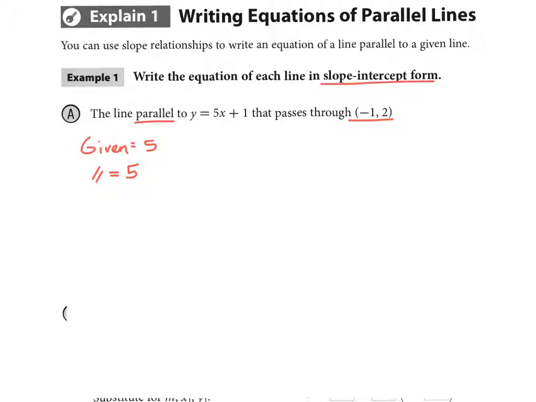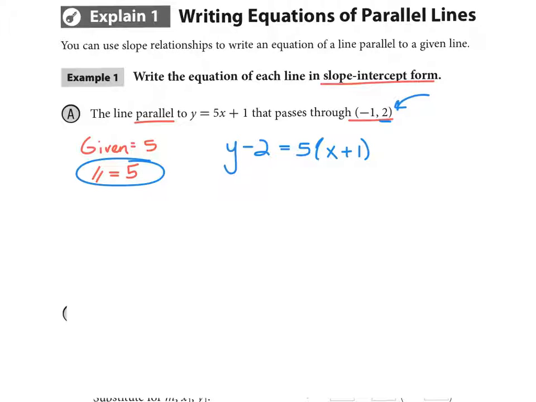Now, we do want slope-intercept form in the end, but since the point that they give us is not a y-intercept, that's obviously not going to be on the y-axis, I'm going to use point-slope form in the meantime. So I'm going to start by saying y minus 2, because that's the y value for the ordered pair, equals the slope, and when I say slope, I'm talking about this parallel slope, times x minus the x value. And since the x value is already negative, I'm going to change this to say x plus 1.